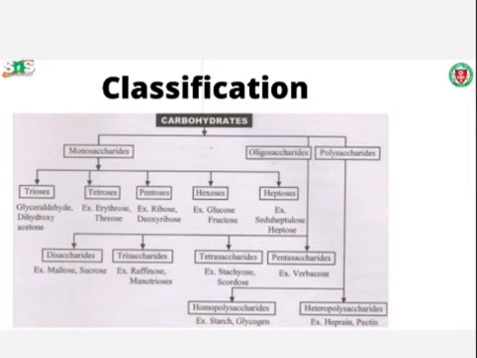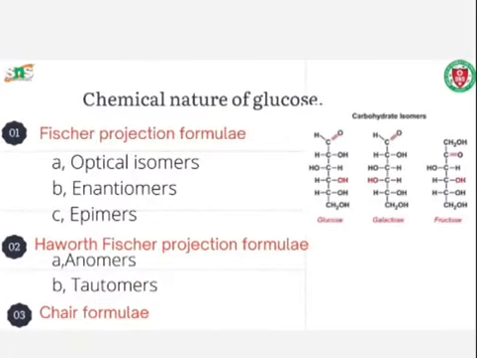Coming to the classification of carbohydrates, it can be classified into monosaccharide, disaccharide, oligosaccharide and polysaccharide. Monosaccharide has only one sugar unit, disaccharide has two sugar units, and trisaccharides to nonasaccharides include n equal to 3 to 9. So this is totally termed as oligosaccharides, and the last classification is polysaccharides.